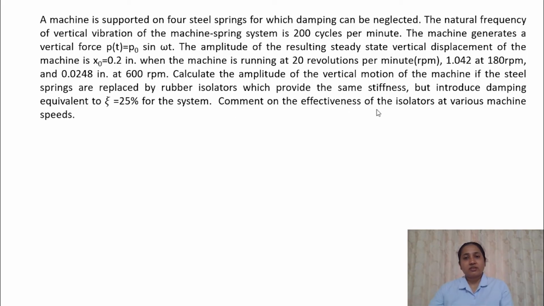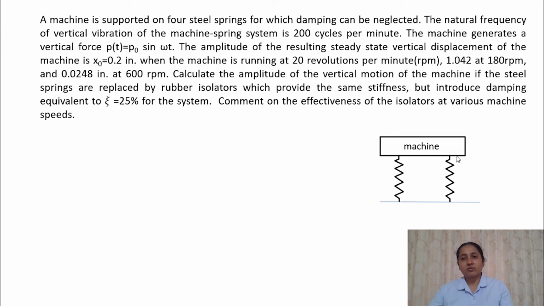Comment on the effectiveness of the isolators at various machine speeds. So in this, we have a machine supported by 4 springs. 2 are in the front and 2 are at the back. The machine is running at different speeds. So the amplitude of this vertical vibration is given at different speeds of the machine.